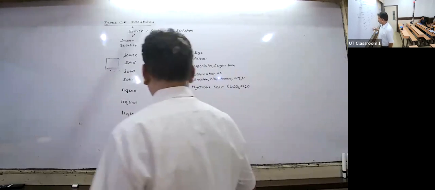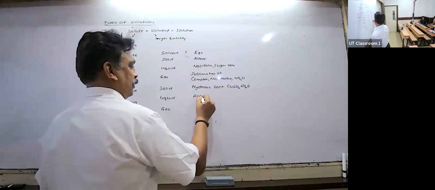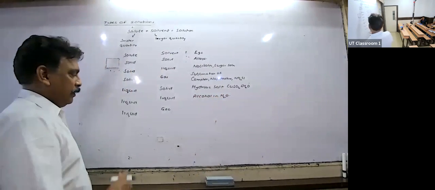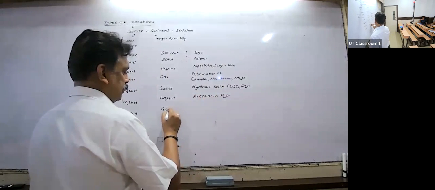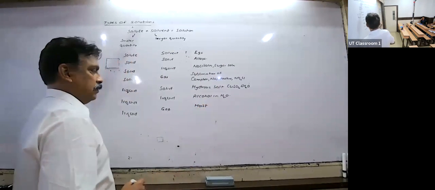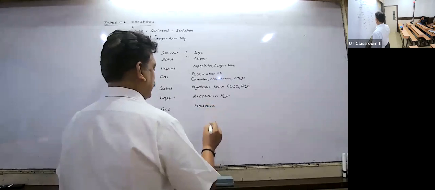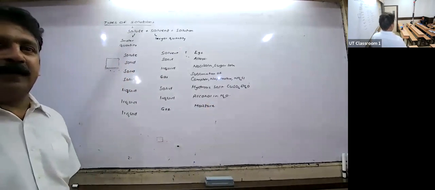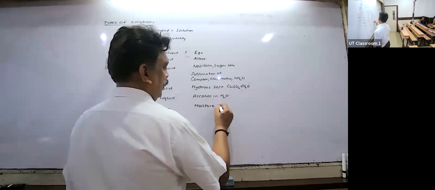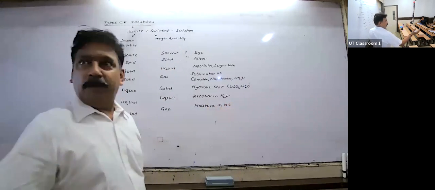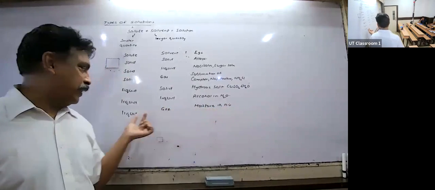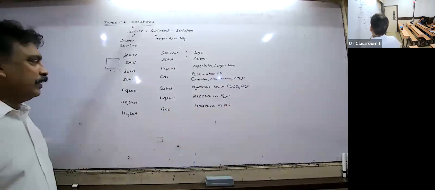Then liquid in liquid, which is it? Alcohol in water. Then liquid in gas, what is it? Someone says dry ice, but no, dry ice is solid carbon dioxide. Moisture in air, humidity in air. Air is a gas, and moisture is liquid, water vapor.